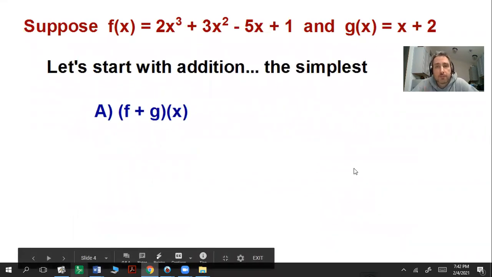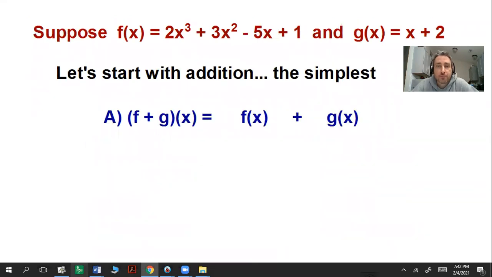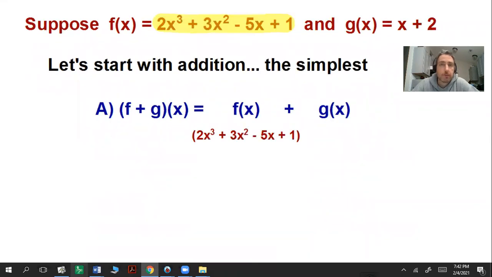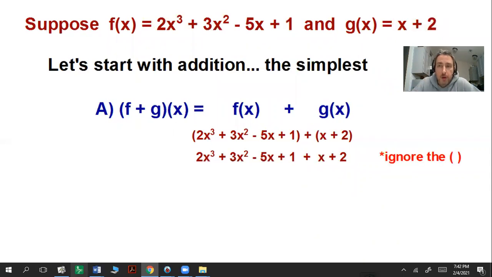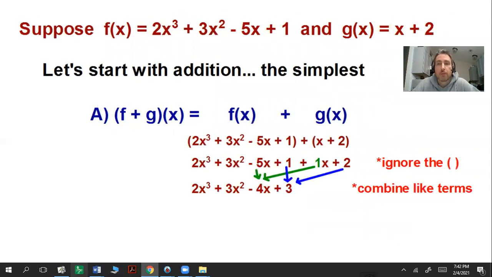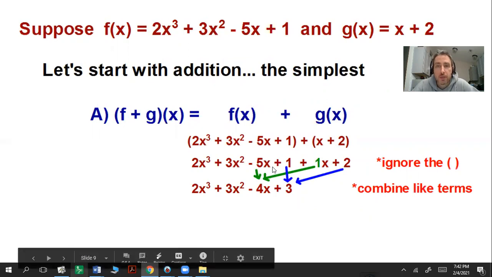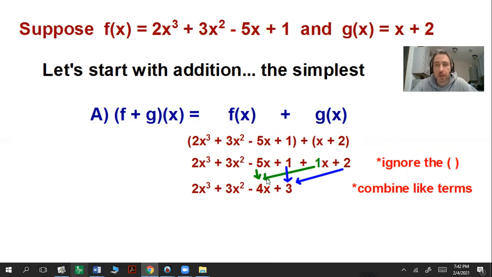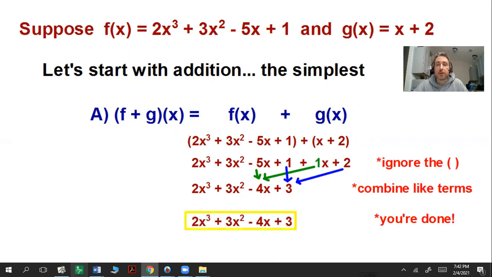So let's start with addition. We know with addition, we're essentially just combining like terms. Even if it's in parentheses, you don't really need the parentheses, so I lift them off and ignore them. Combine your like terms, keep track of your signs. Negative 5 and 1 add to negative 4. If you need to use a calculator, do that. And then of course the 1 and 2 give you 3. And that's your answer. Those are pretty straightforward.